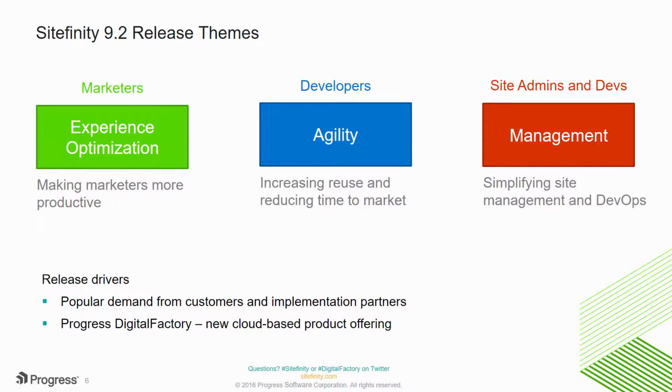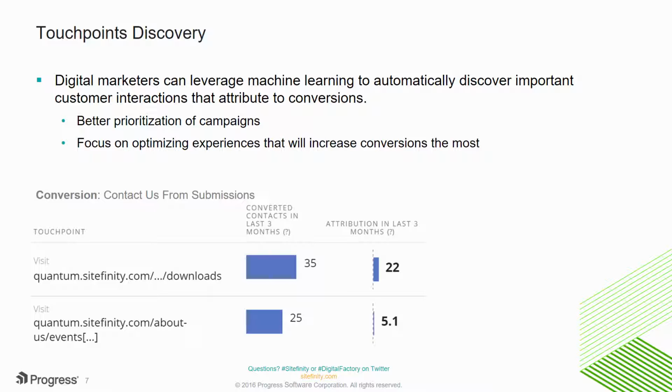The main capability for marketers in this release is the ability to leverage machine learning to automatically discover important customer interactions, or some people refer to them as micro moments that attribute to conversion, so that marketers can focus on optimizing those micro moments and increasing the conversion rates. We call this feature Touchpoints Discovery, and it's very useful when you have a large website with a lot of pages, content, assets, landing pages, and so forth.